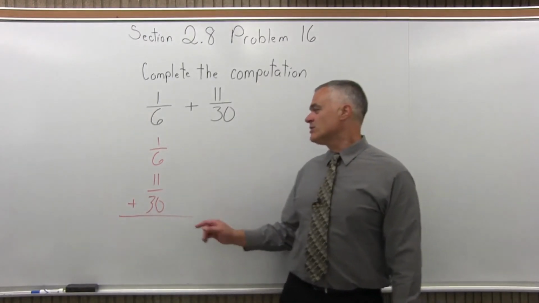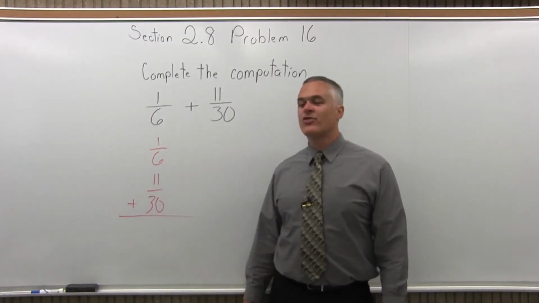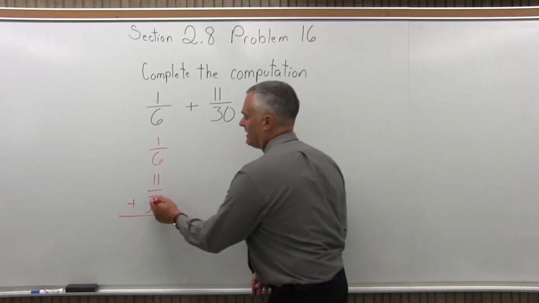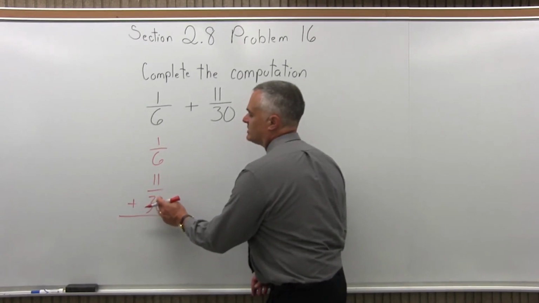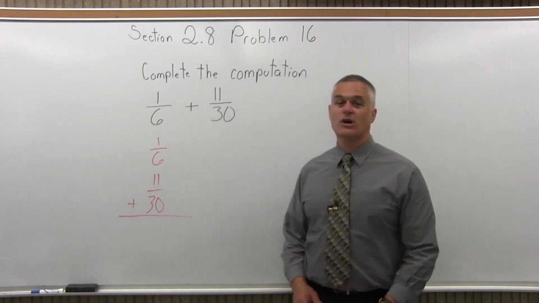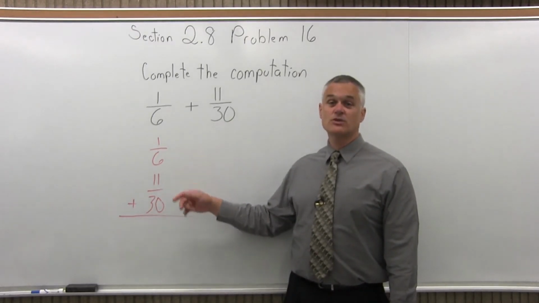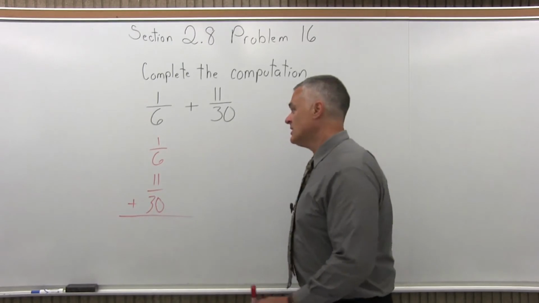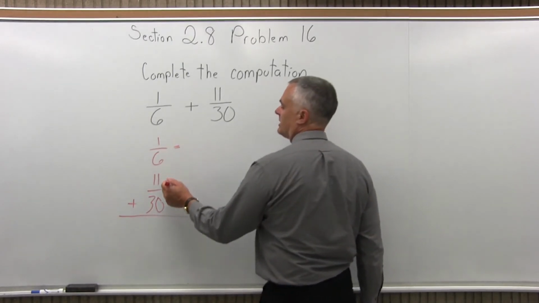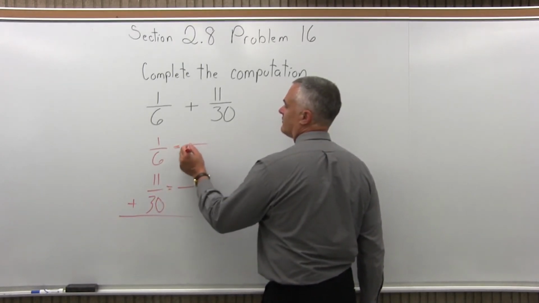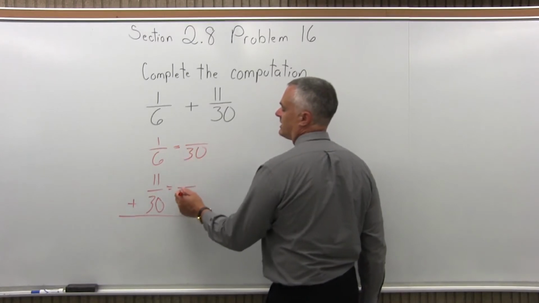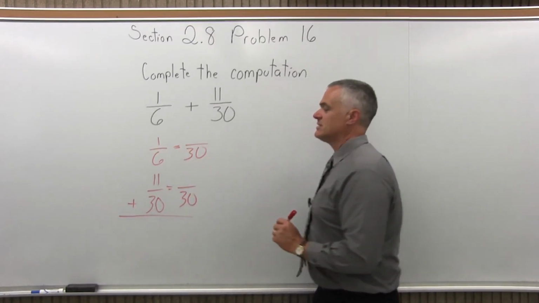Now as I look at the denominators, I have a denominator of 6 and 30. So I'd like to make them the same. Actually, 30 is a very good common denominator. 30 of course goes into 30 evenly, and 6 also divides into 30 evenly. So I'm going to make both denominators 30 and then figure out what the numerators have to be in order to make them equivalent fractions.